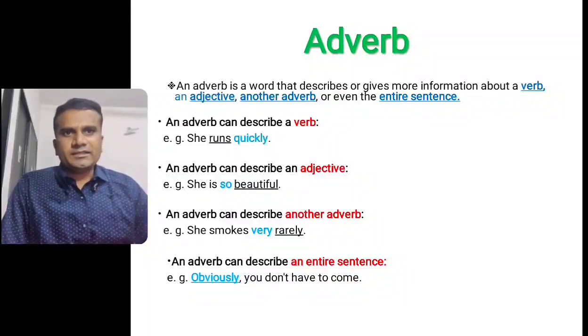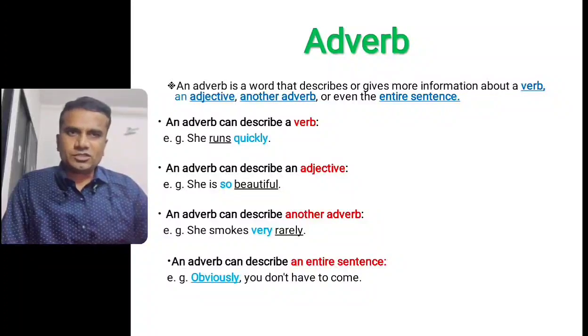And in the last sentence, obviously you don't have to come. Here, obviously describes an entire sentence, or obviously gives more information about the entire sentence.